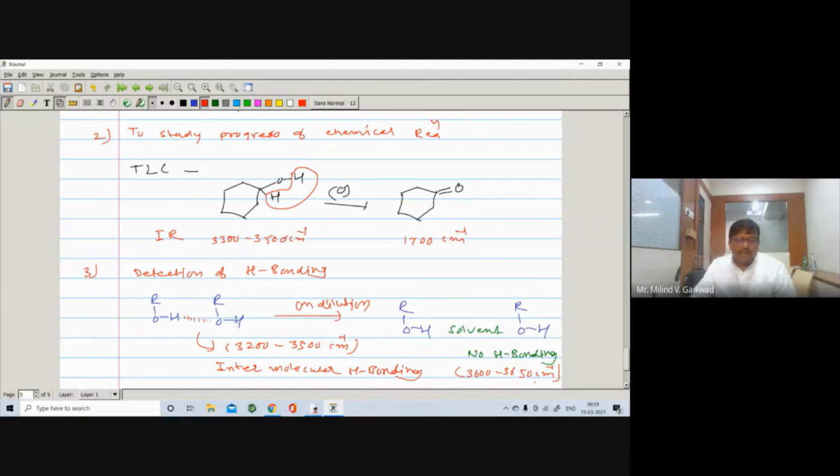Okay, so in this way we can find out whether there is a presence of hydrogen bonding, or whether there is a presence of a protic or aprotic compound. So it is useful for the detection of hydrogen bonding. We can even find out whether there is inter or intramolecular hydrogen bonding. In intermolecular hydrogen bonding, it changes its vibrational frequency, but in the case of intra, which means within the molecule, there is no effect on the vibrational frequency, even on dilution, right?